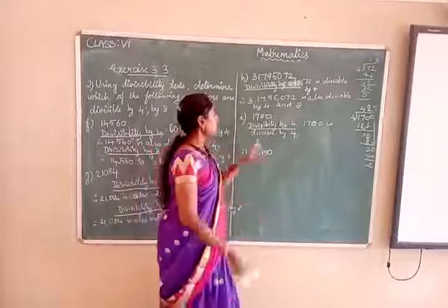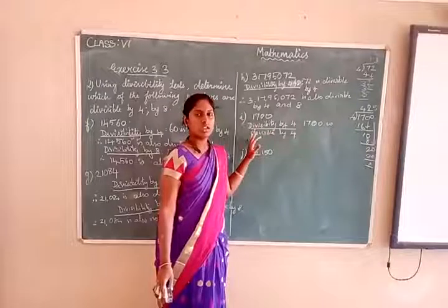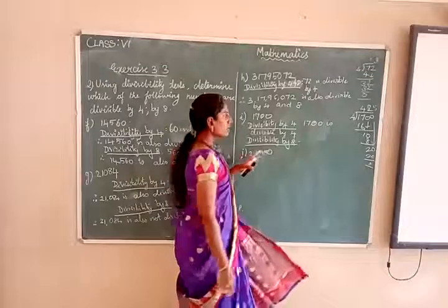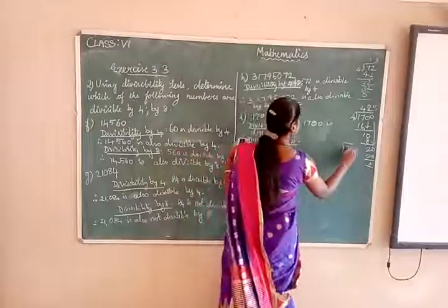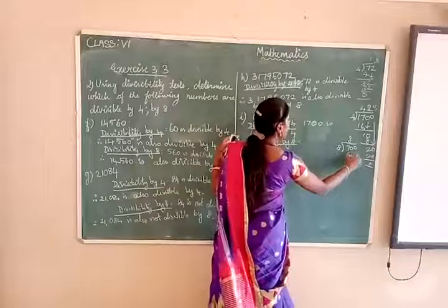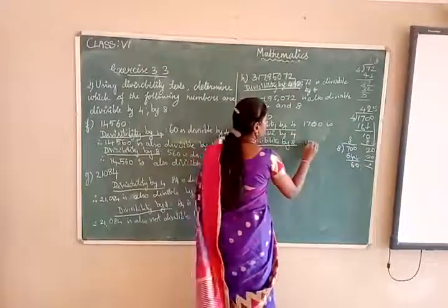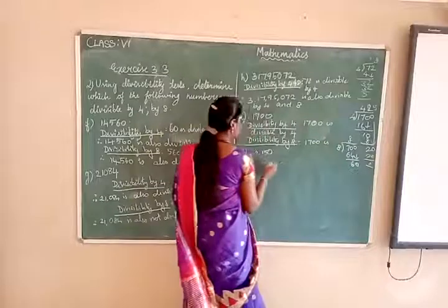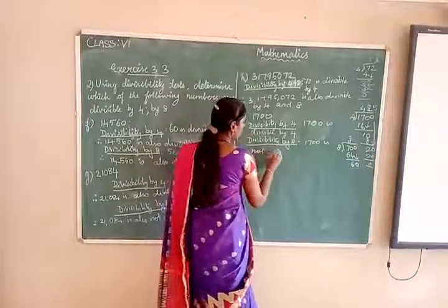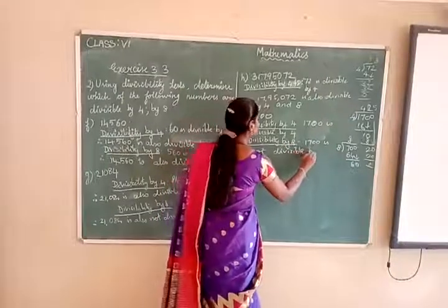Then is it divisible by 8? Is 700 divisible by 8 or not? So for divisibility by 8, you have to divide the last three digits, right? So 700, if you divide by 8, what will you get? 8 8s are 64. What is remaining? 6 is remaining. Bring down 0. 60 will not come in the 8 table. So 1700 is not divisible by 8.